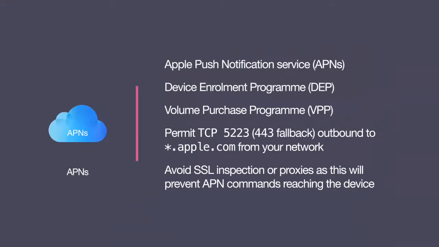Last up, Apple push notifications. This protocol is critical when managing Apple devices, as what it will do is force the device to check in with its management server. APNs are required for the device enrollment program and Apple's volume purchase program. Make sure your network permits 5223 TCP and 443 fallback outbound to *.apple.com from your network. And once again, avoid any SSL inspection on this traffic, as this will prevent the command reaching the device, thus making it unmanaged.